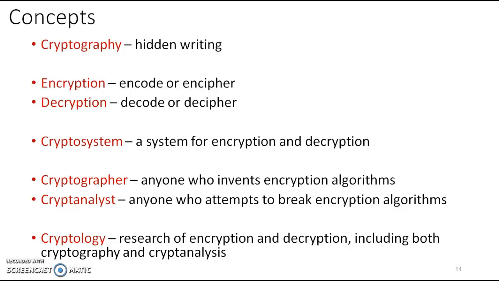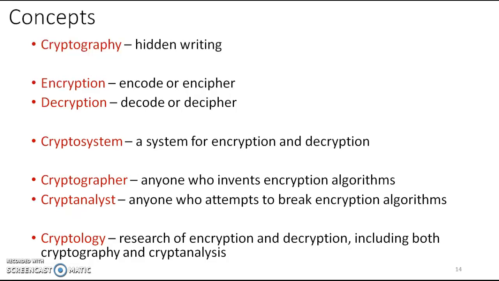So we have concepts now. Just to give a summary: cryptography means hidden writing, encryption means encode or encipher, decryption means decode or decipher. A cryptosystem is the whole system of how to encrypt and how to decrypt. And a cryptographer is any person who invents encryption algorithms.